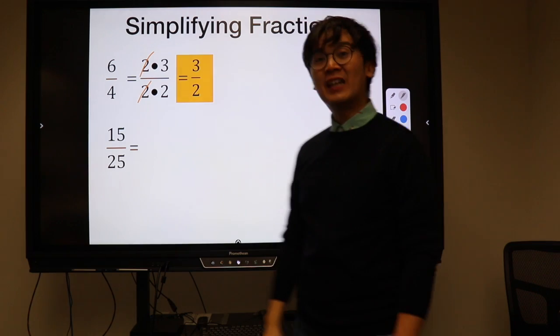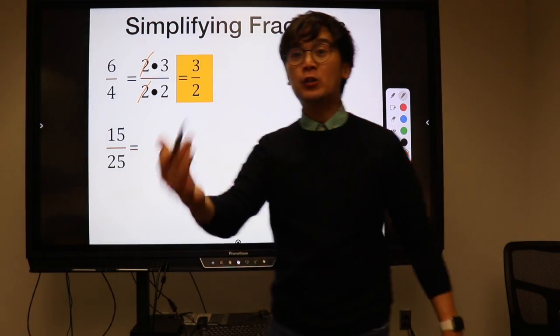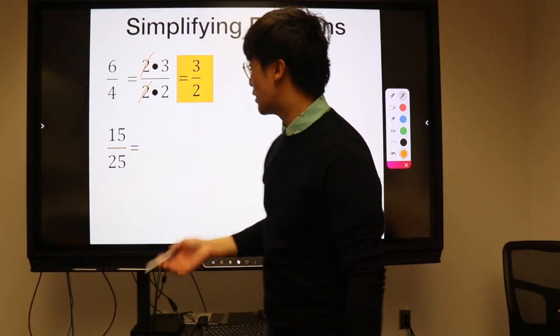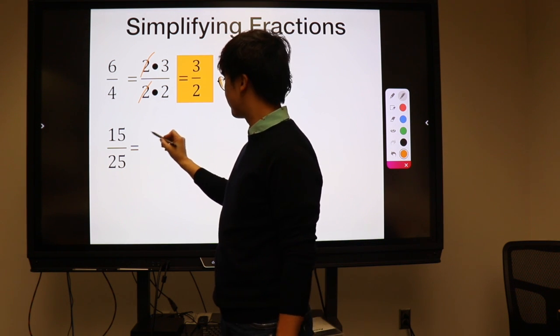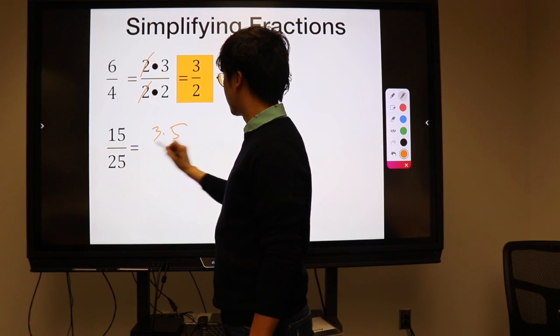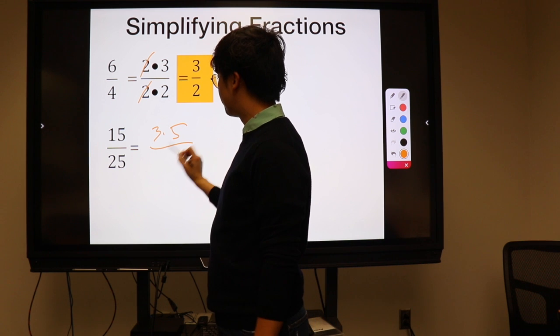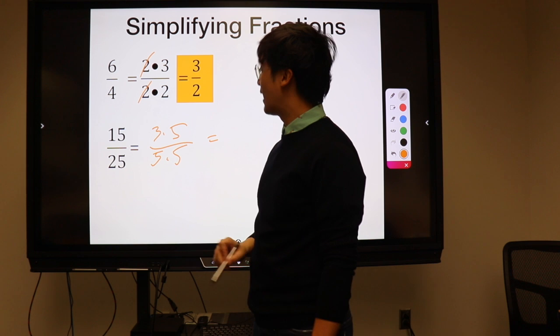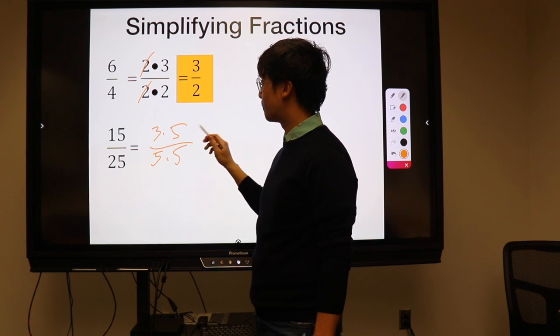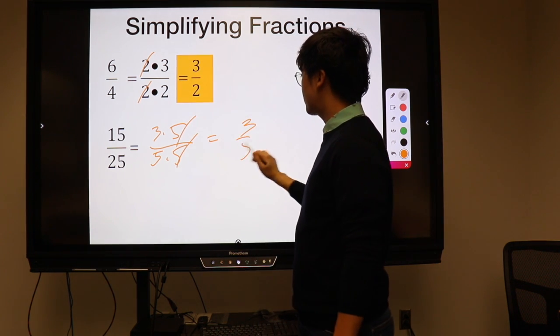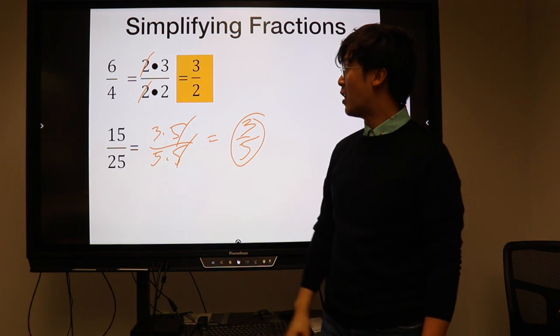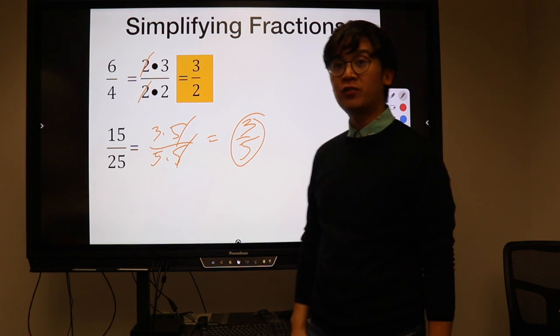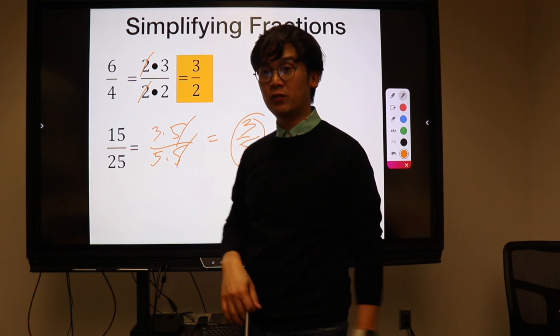15 and 25. Let's simplify this by using this technique, prime factorization. What's the factors of 15? 3 and 5. Factors of 25? 5 and 5. Can we cancel? Yes. What are we canceling? 5. So the simplest form of 15 over 25 is 3 over 5.